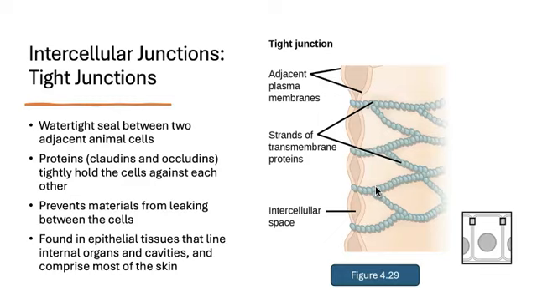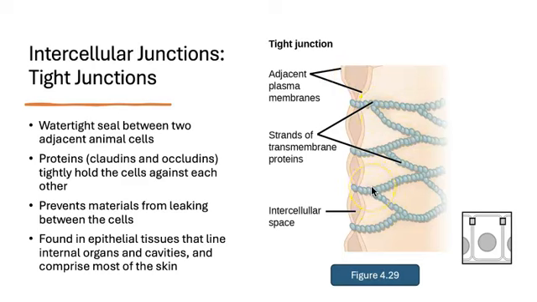Now, what we find in our animal cells are tight junctions, meaning that they have a watertight seal between our two cells. We'll also find we have special proteins called claudins and occludins that tightly hold the cells against each other, and they'll stop materials from leaking between the cells. We find this within epithelial tissues that line our internal organs and cavities and comprise most of our skin. So you can see between, let's say, these epithelial cells, we're going to have some tight junctions in here, and this is what they look like.